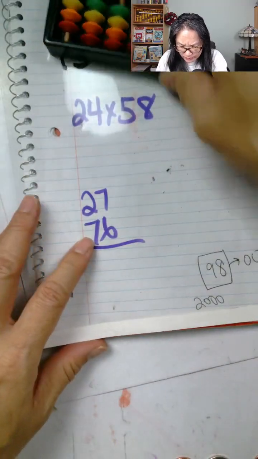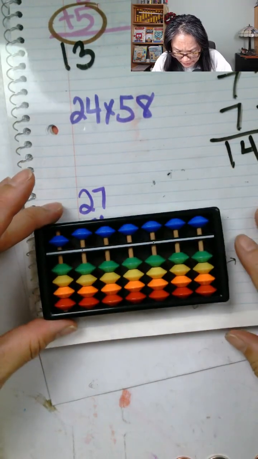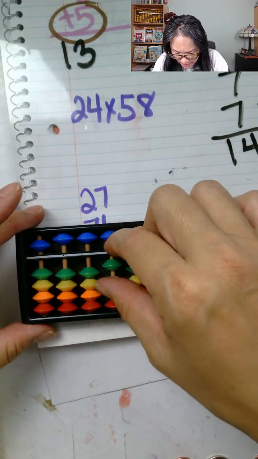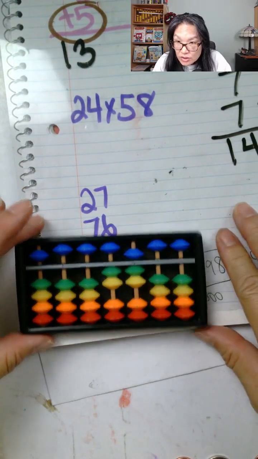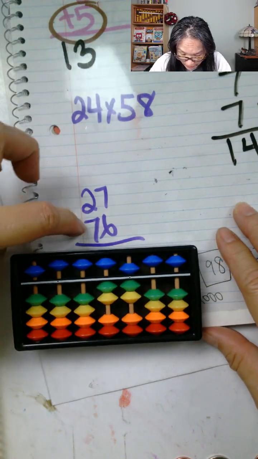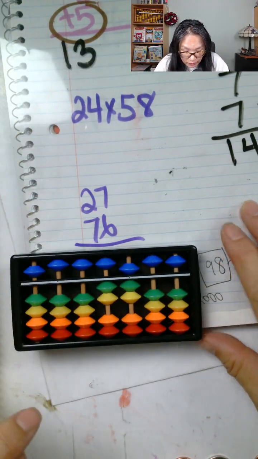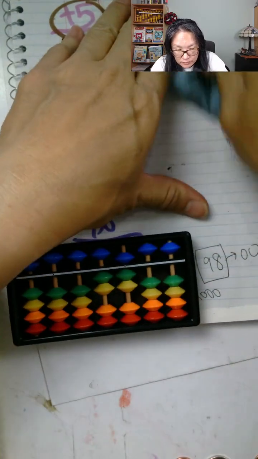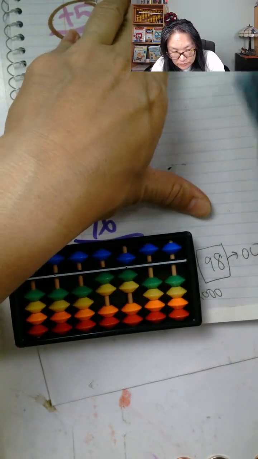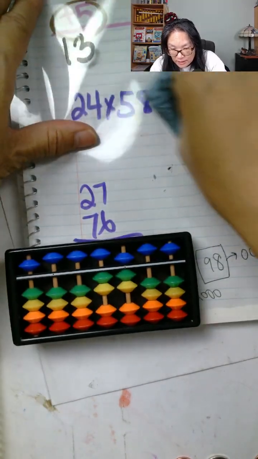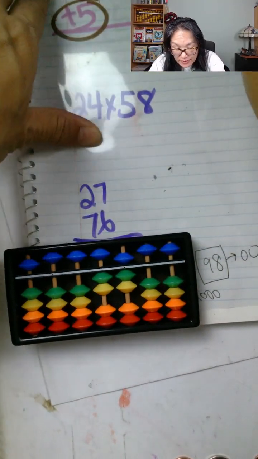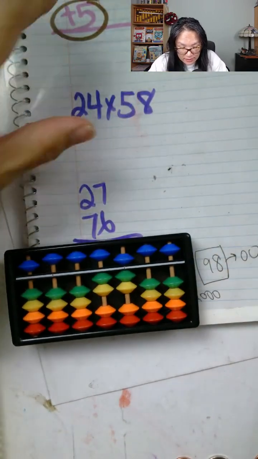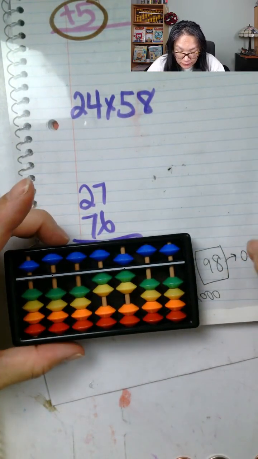Let's see if we can do this one. Let's see how difficult this one is. We have 20. We have 7. So which number do you want to do first? The 7 or the 6? Which one do you want to do first? 6. Okay, let's do the 6 first. And then we will do the 7 first next, just to see the difference, right?